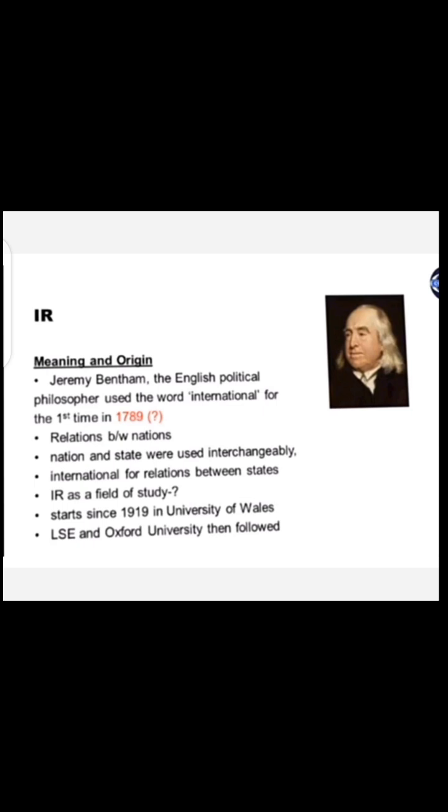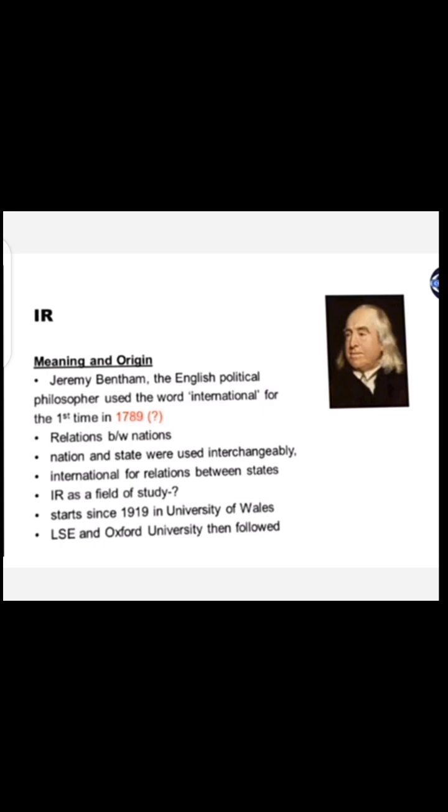He used the term relationship between nations. So, is there any difference between the relationship between nations and between states? At that time, there was no difference between nations and states. Nations and states were used interchangeably. International relationship was used for relations between states.